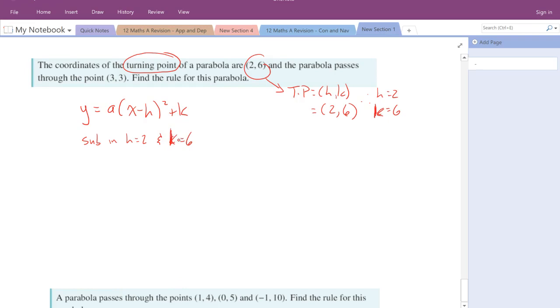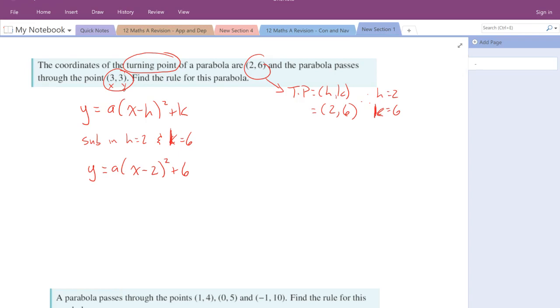Okay, so what I now have is y equals a times x minus 2 squared plus 6. Well, 2 goes in for h. Again, I have 3 unknowns. I've got to solve for a. I've got a point, so it gives me an x and a corresponding y, which will allow me to substitute those in, and the only unknown will be a, and we can solve for it.